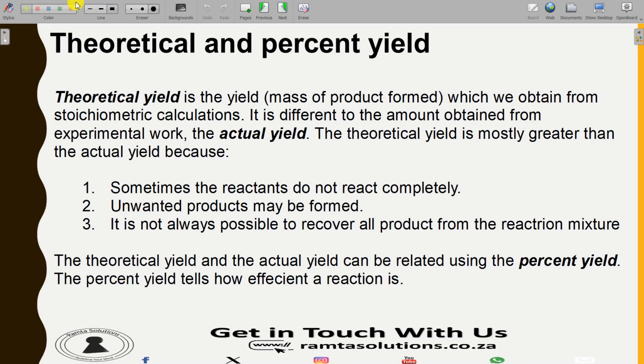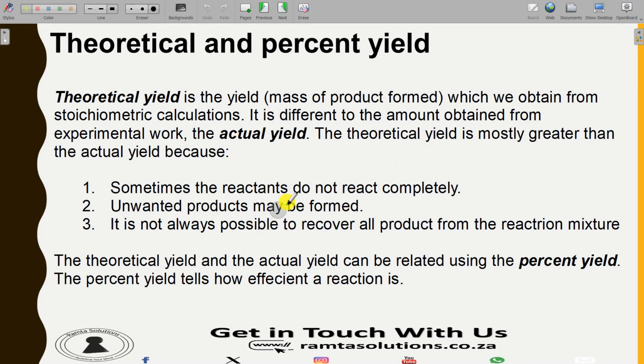So this is why we don't always get 100%. We don't get the same actual yield as the theoretical yield. It's because of these three reasons that the actual yield will be less than the theoretical yield. Remember, we're saying that the theoretical yield is mostly greater than the actual yield. What does that mean? That means the actual yield is less than the theoretical yield.